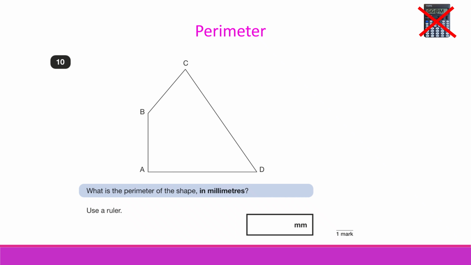This is a question on perimeter. In this question you are asked to work out the perimeter of the shape in millimetres. You need to write your answer in the box here, and the question says you need to use your ruler to measure to help you work out the perimeter. This will give you 1 mark in the exam.